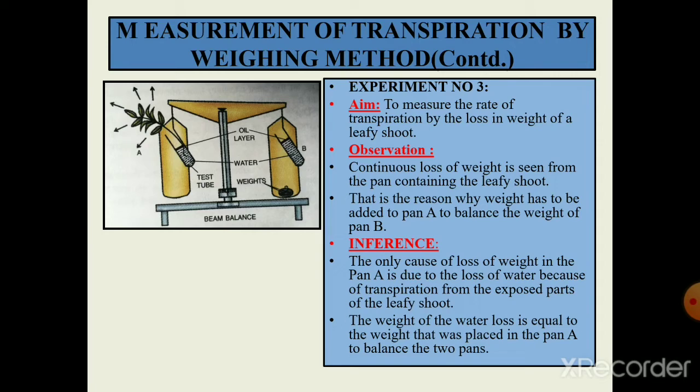Inference: the only cause of loss of weight in pan A is the loss of water because of transpiration from the exposed part of the leafy shoot. The weight of the water lost is equal to the weight that has been placed in pan A to balance the two pans.